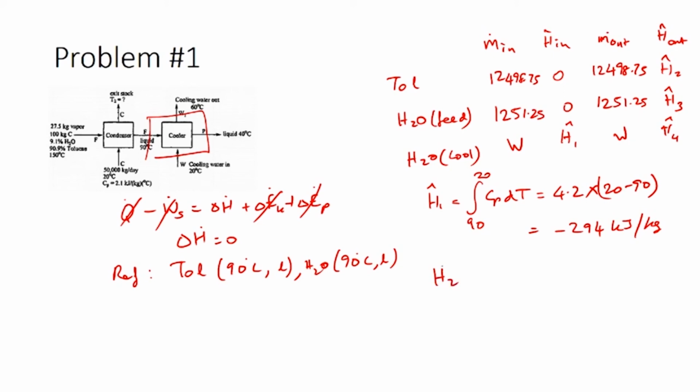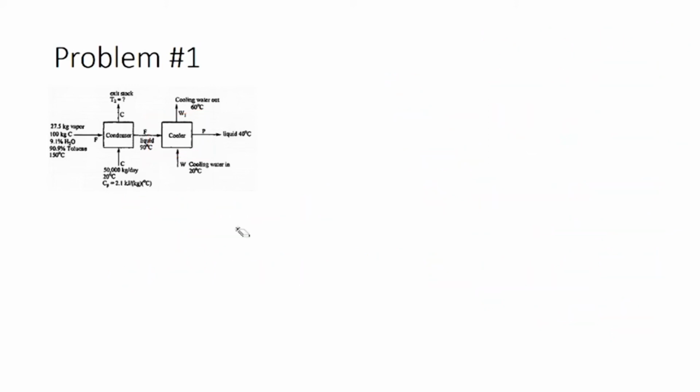H2 cap would be equal to integral Cp dT from 90 to 40, since toluene is leaving at 40 degrees Celsius as the temperature of the outlet stream. So, this would be equal to 1.7 times 40 minus 90, giving a value of minus 85 kilojoules per kilogram.